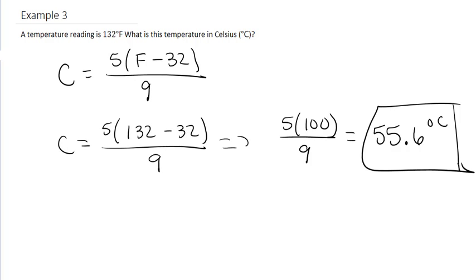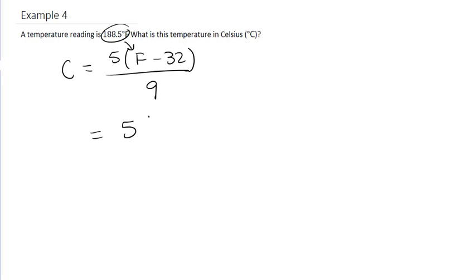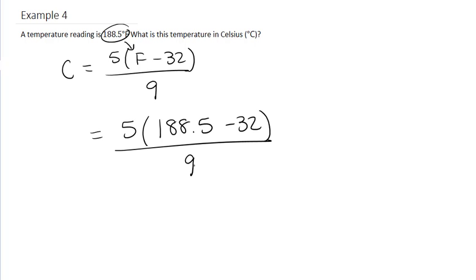So now let's go look at another example. Example 4. A temperature reading is 188.5 degrees Fahrenheit. What is this temperature in Celsius? So once again, we're finding Celsius, so we're going to use this formula. So we're going to plug in this number here. So we get 5, and then parentheses 188.5 minus 32 over 9.